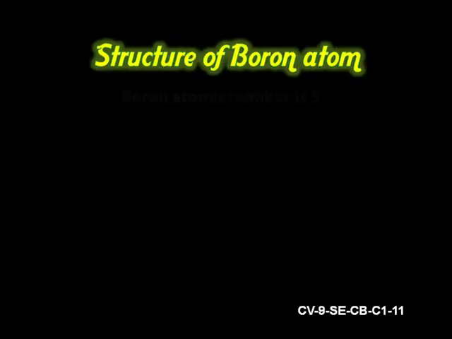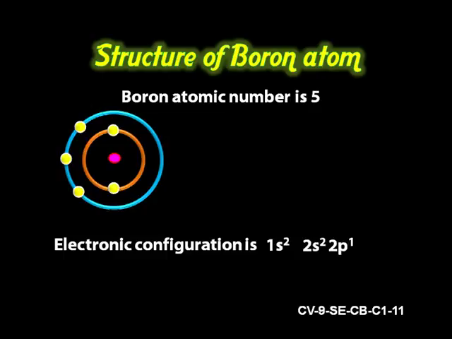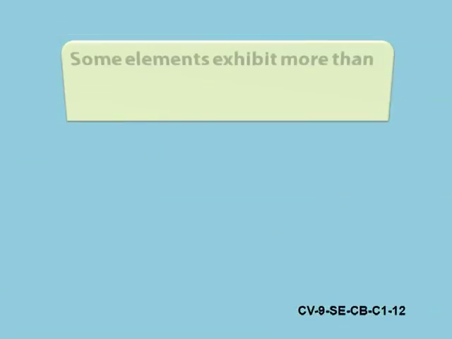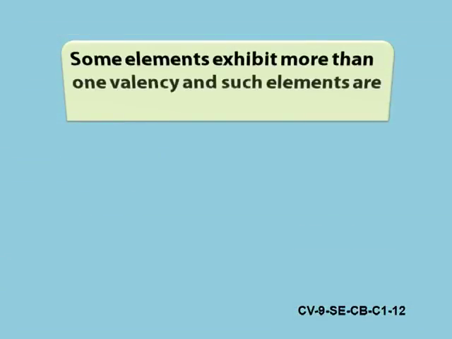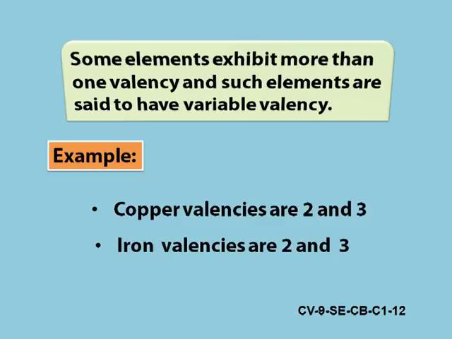Now consider another element, say boron, whose atomic number is 5. Its electronic configuration is 1s2, 2s2, 2p1. Its valence shell has 3 electrons, so valency of boron is 3. Some elements exhibit more than one valency, and such elements are said to have variable valency. Examples are copper and iron, each have valencies 2 and 3.